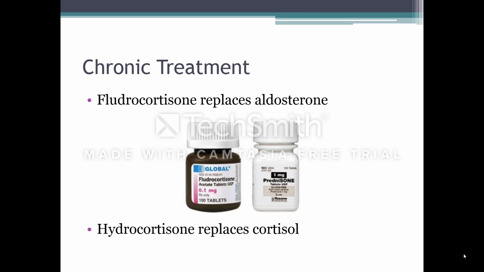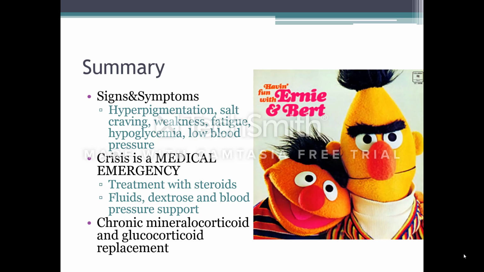Once your adrenal crisis has been treated and the primary diagnosis of adrenal deficiency has been made, patients will be on lifelong medications to prevent further crises. This includes fludrocortisone, which is a potent mineralocorticoid, which replaces your aldosterone needs, and hydrocortisone, or prednisone once growth has completed, which will replace your cortisol needs.